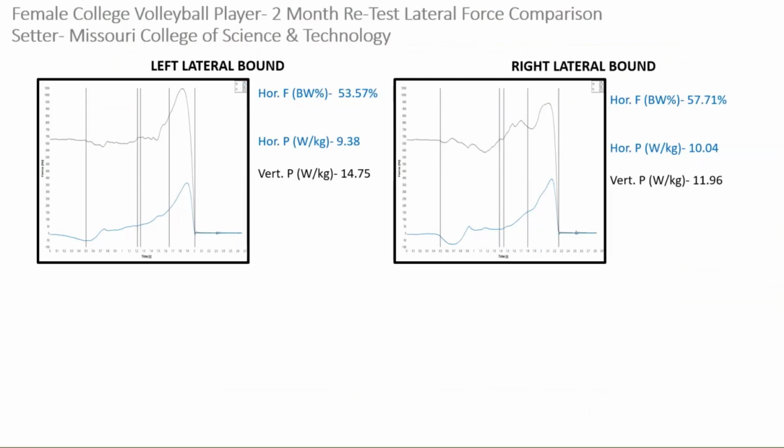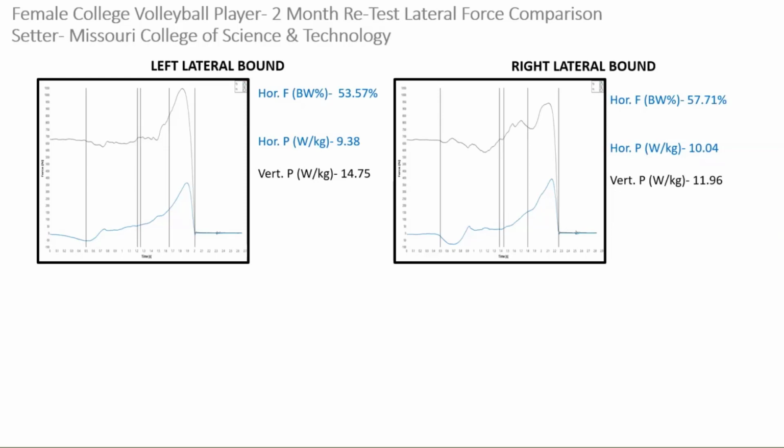So this is the skater jump in Mars, and this is a volleyball player who is a setter. So lateral movement is very important. As you can see, when we started training, her horizontal force was at 53% of her body weight on her left leg, so moving to her right. And her horizontal force on her right leg was 57% of her body weight, so moving to her left. As you can see, there's more vertical power than horizontal power.